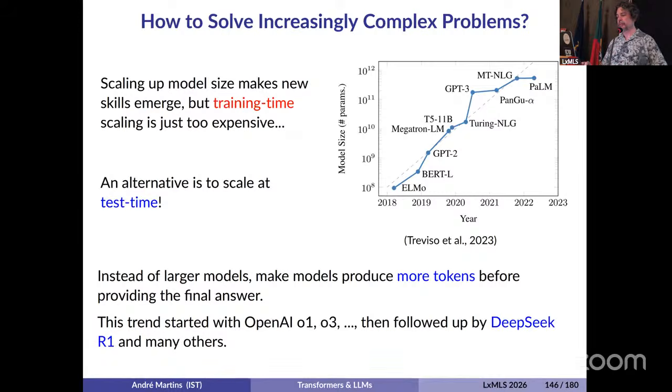So people start thinking that maybe we should instead start thinking about scaling at test time, not at training time. Instead of producing larger models that are more capable, let's make models produce more tokens, doing more computational work at test time before providing the final answer. This trend started with the OpenAI o1, o3, and so on, and then was followed up by DeepSeek R1 and many other labs. Today's models all do reasoning.